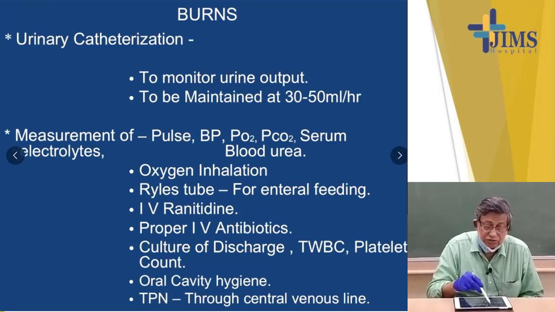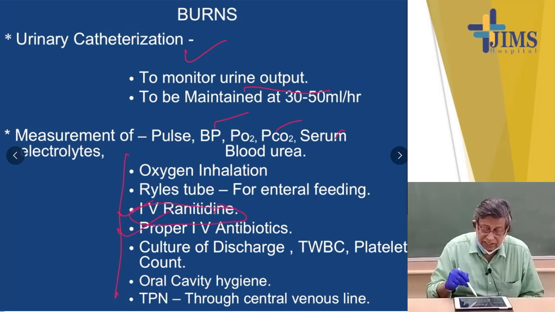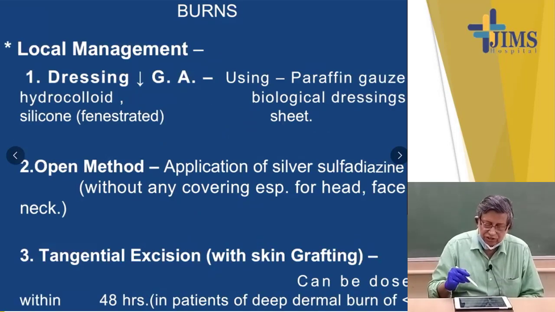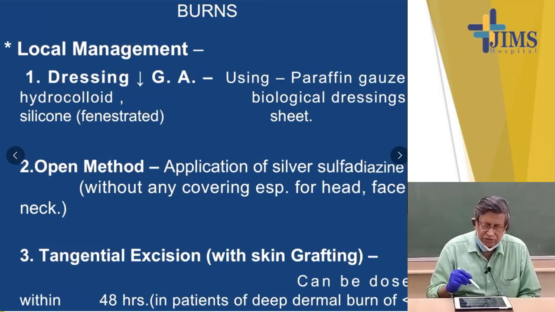Now, urinary catheterization: you will have to catheterize to monitor urine output, and measure pulse, BP, carbon dioxide, that is just the vitals. Then proper IV antibiotics, IV ranitidine for prevention of Curling ulcer. This I discussed when I discussed the university questions on day 2. And oral cavity hygiene, and you must add total parenteral nutrition, because this must be through a central venous line. If the patient has more than 40% burn, you must do a central venous channel.